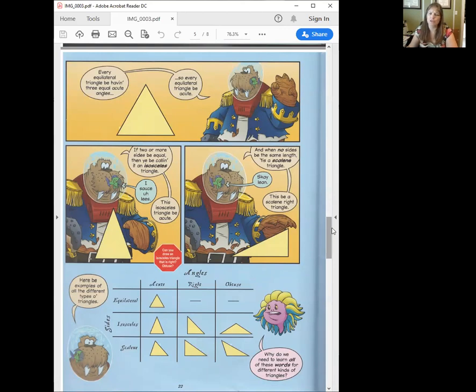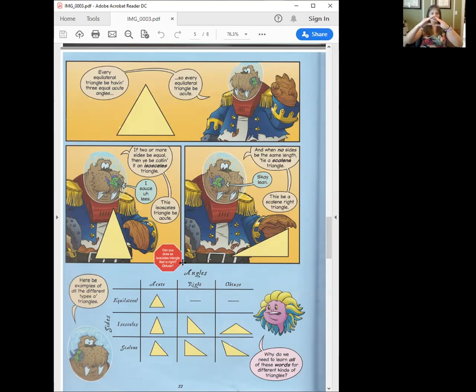If 2 or more sides be equal, then you be calling it an isosceles triangle. Isosceles. This isosceles triangle be acute. And when, oh, there's a stop sign, hold on. Can you draw an isosceles triangle that is right? Can it be both isosceles and right? I bet it can. Can you draw an isosceles triangle that is obtuse? I bet you can.